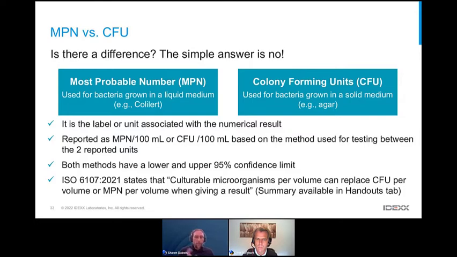We also have ISO 6107 2021, further strengthening this notion that these can both be acceptable and used. So culturable microorganisms per volume can replace CFU per volume or MPN per volume when giving a result. And this handout is available in the handouts tab of this presentation.